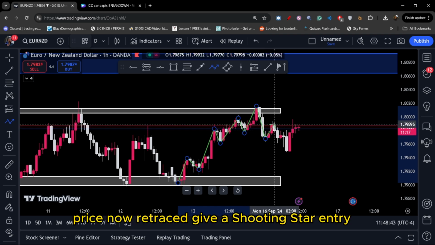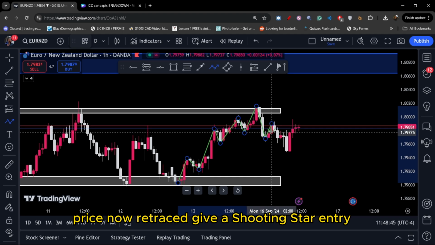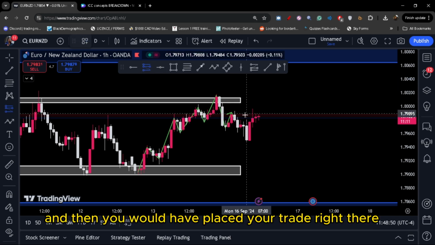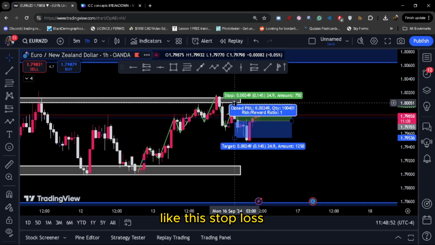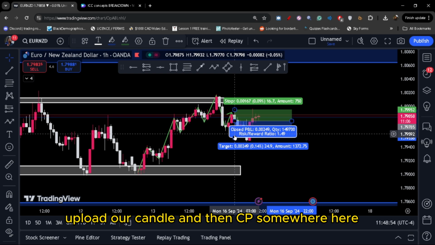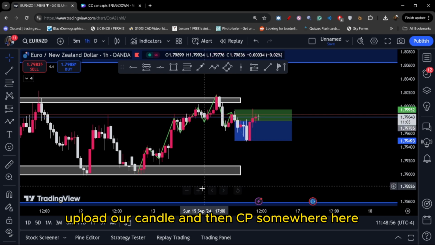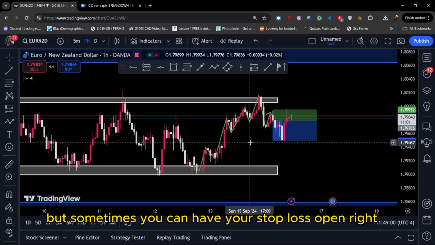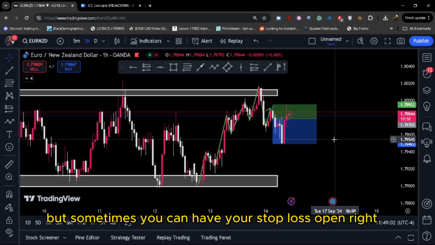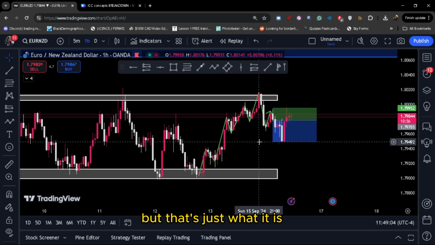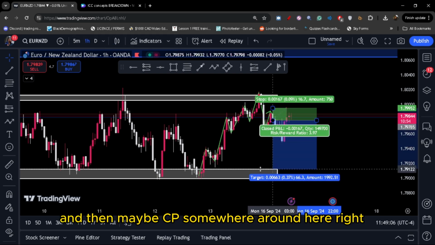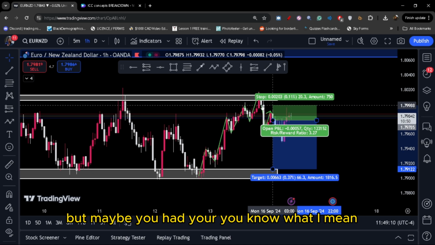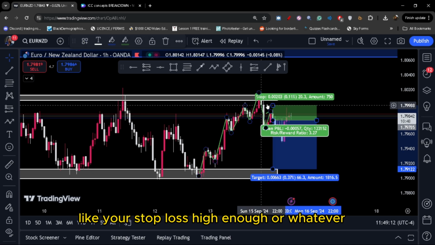And then as you can see, price now retraced, gave a shooting star entry, which is right there, and then you would have placed your trade right there like this, stop loss below that candle, and then TP somewhere here, right? As you can see, you did get stopped out here, but sometimes you can have your stop loss open, right? But that's just what it is. And then maybe TP somewhere around here, right? As you can see, you did get stopped out, but maybe you had your stop loss high enough or whatever.